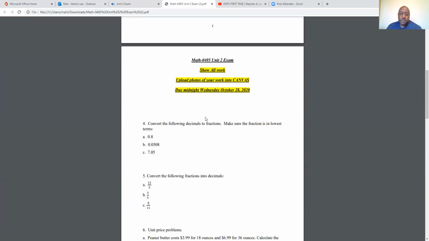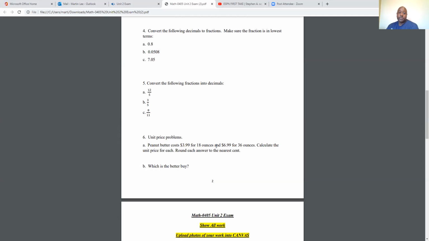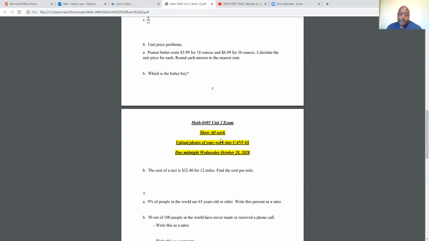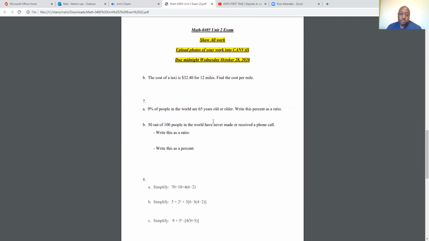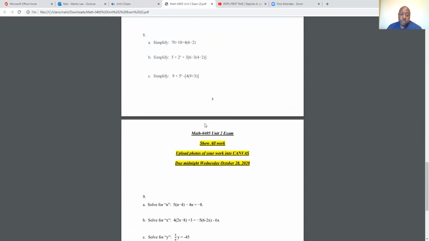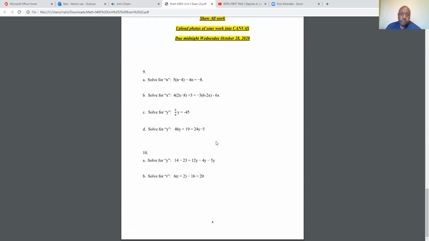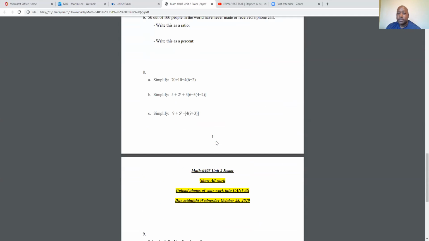Number 4, convert decimals to fractions. 5, converting fractions to decimals. Number 6, unit price problems. Number 7, write this percent as a ratio. Number 8, simplifying some expressions. 9, solving some linear equations. Altogether, it's 30 problems.